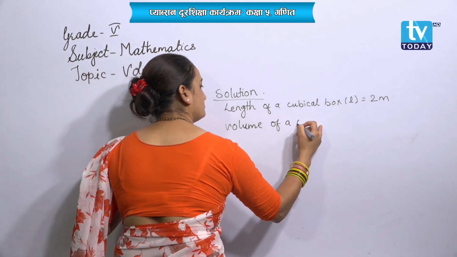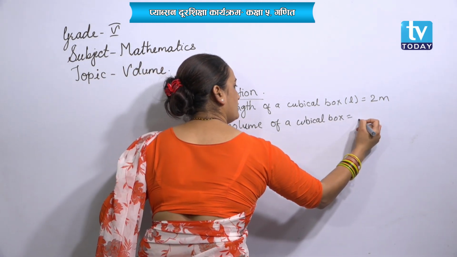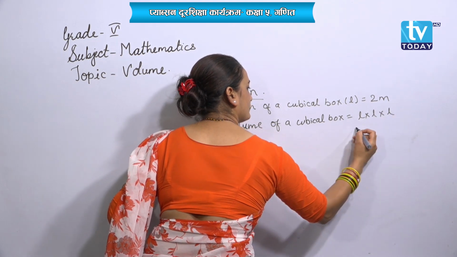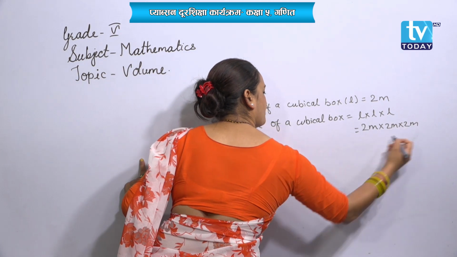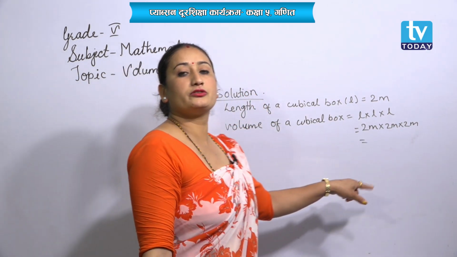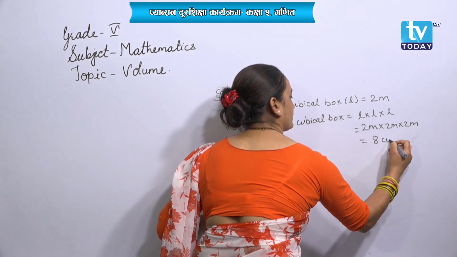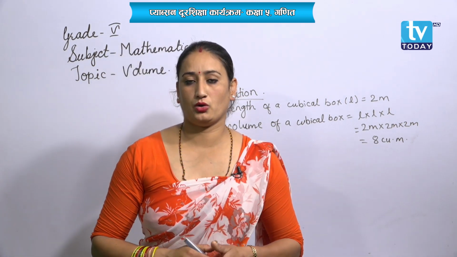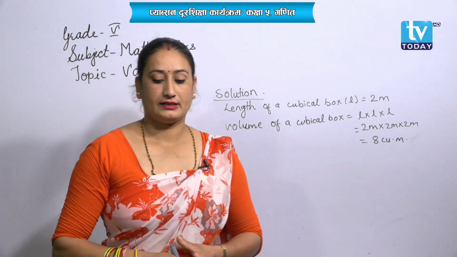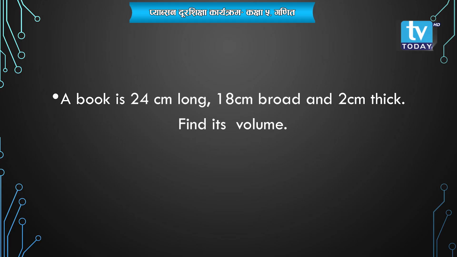Volume of a cubical box equals to L into L into L, that is 2 meter into 2 meter into 2 meter. Can we multiply it? 2 times 2 is 4, 4 times 2 is 8 cubic meter, cube meter. Done? Okay, same like this. Next question, but not the least. Last question is there. What is the last question?